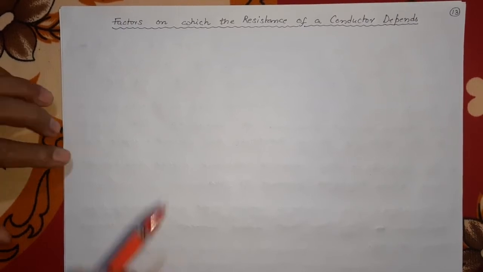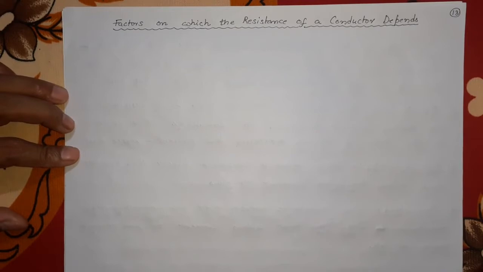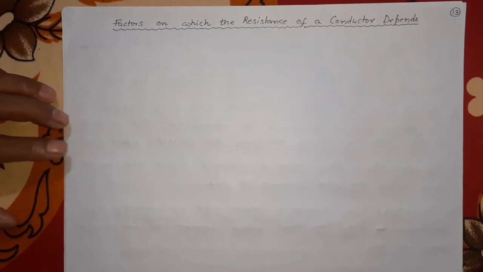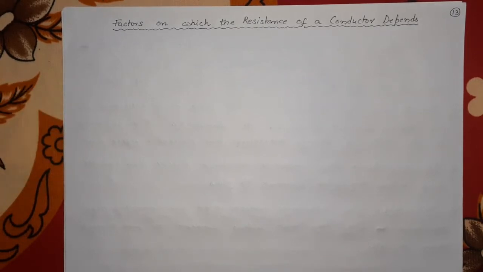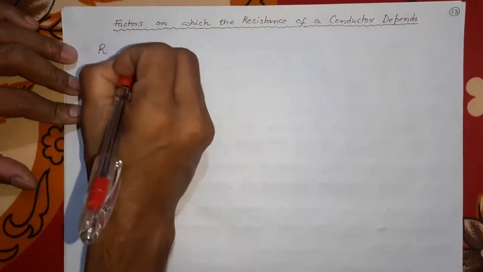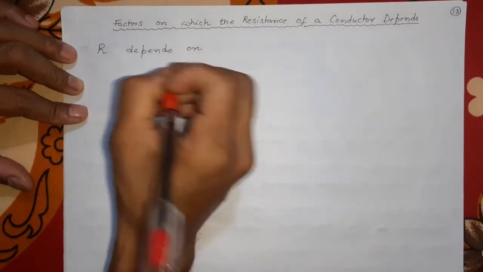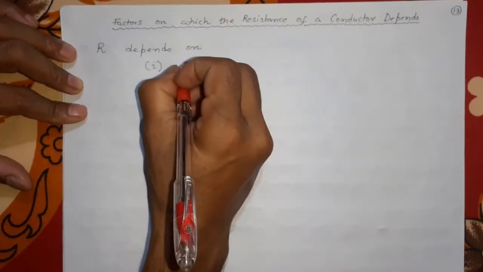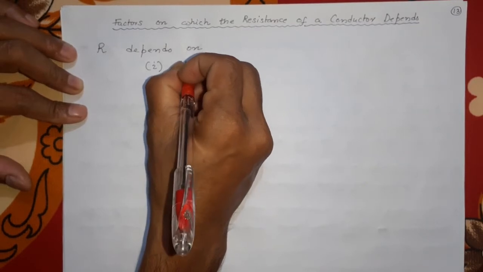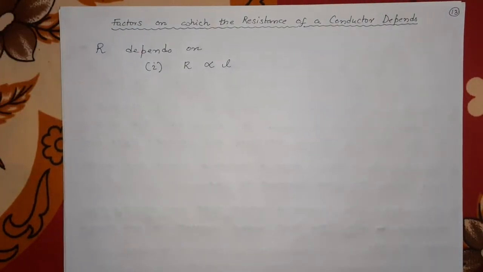Okay, this topic is the factors on which the resistance of a conductor depends, on how many things the resistance depends. This is the detail of resistance we try to understand. Okay, it is simple. Resistance depends on, number one, R is directly proportional to L, the length of a conductor. If the length is longer, resistance will be more. For anything, that is true.